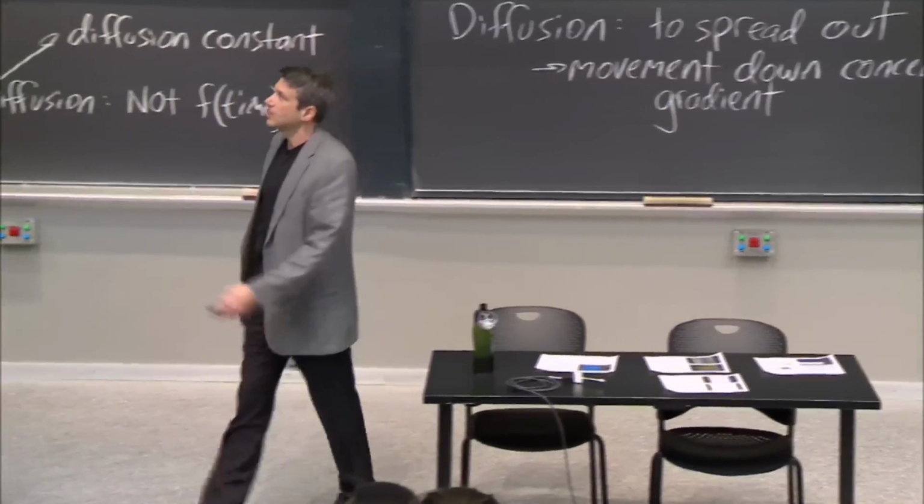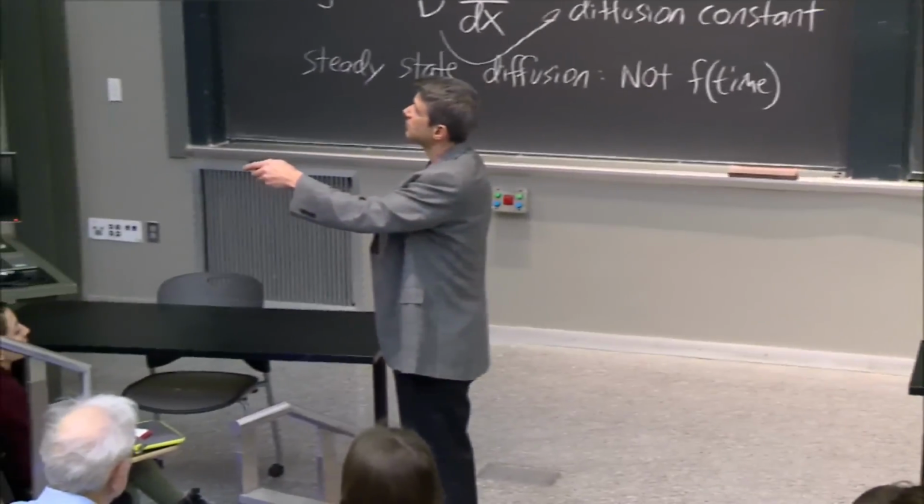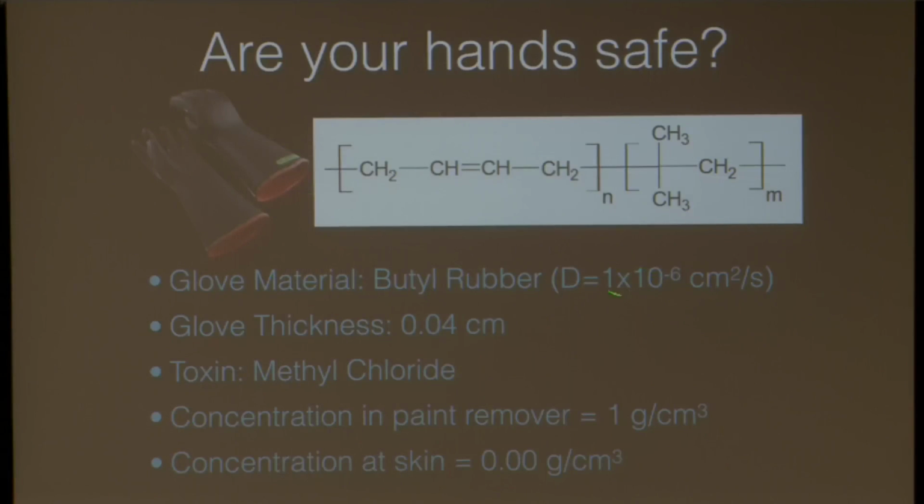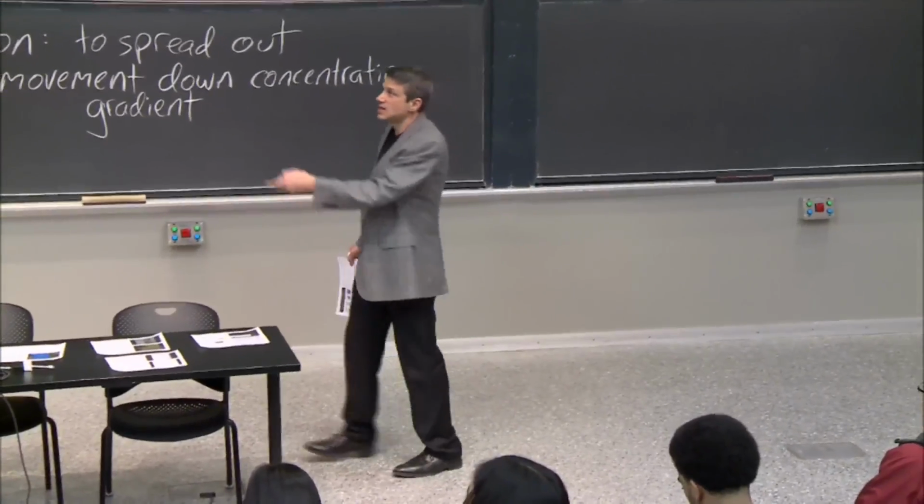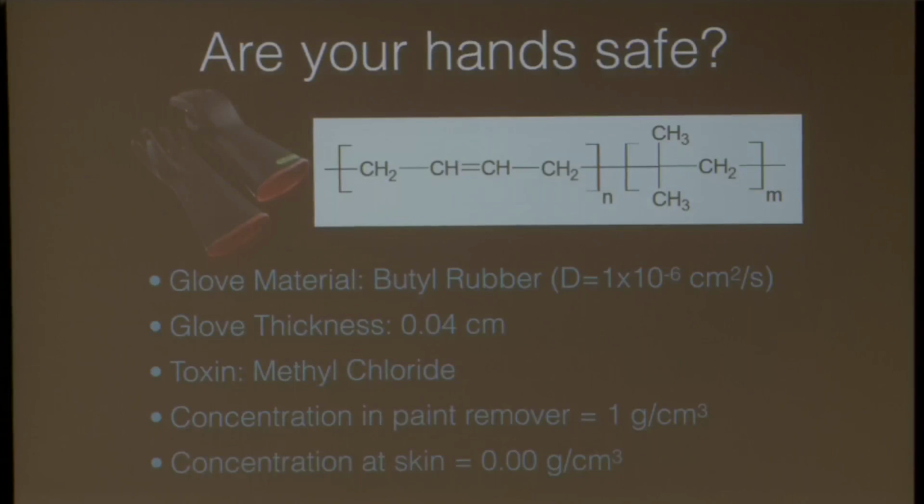So I look up online, I say, okay, butyl rubber, these feel comfortable, but how are they? With methyl chloride, which is a toxin, that molecule has a diffusion constant of 1 times 10 to the minus 6 centimeters squared per second. The gloves are 0.04 centimeters thick, and I'm working with paint remover. The concentration of paint remover is a gram per centimeter cubed. Am I safe? How much am I going to be exposed to? At my skin, I'm starting out with 0. What's the flux through the glove?